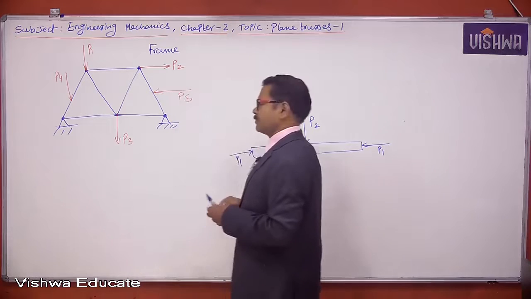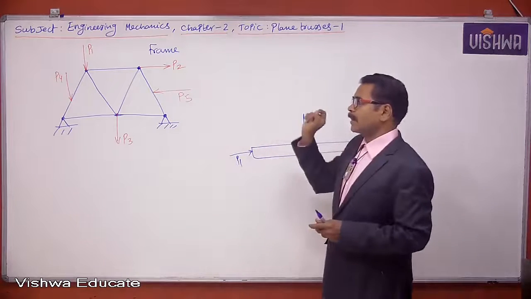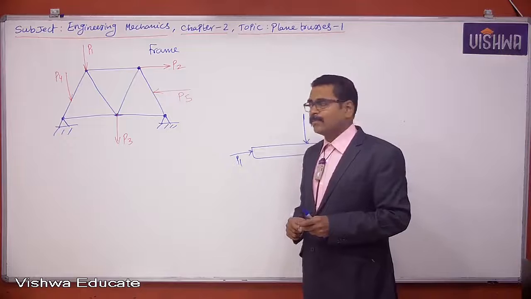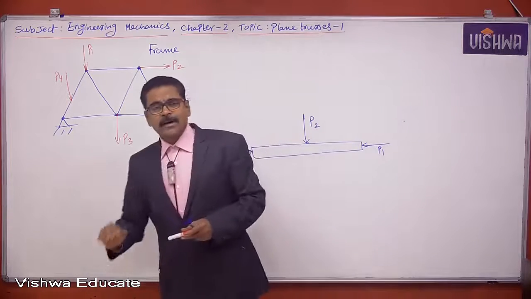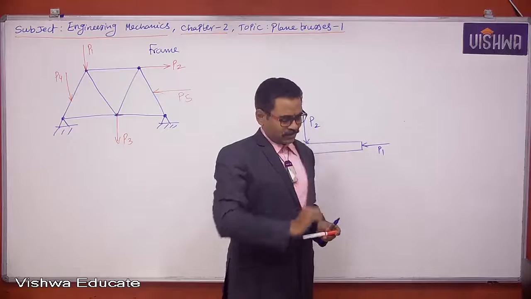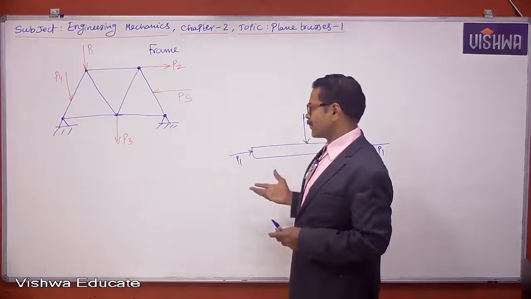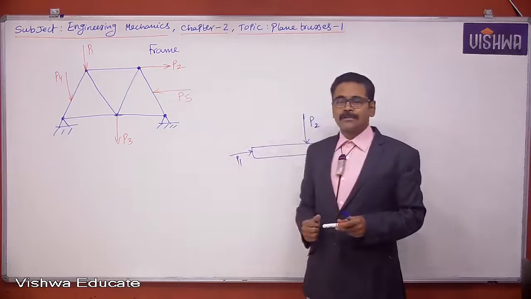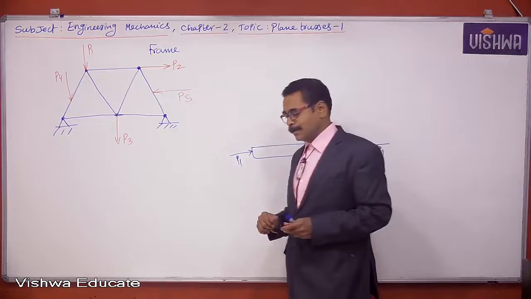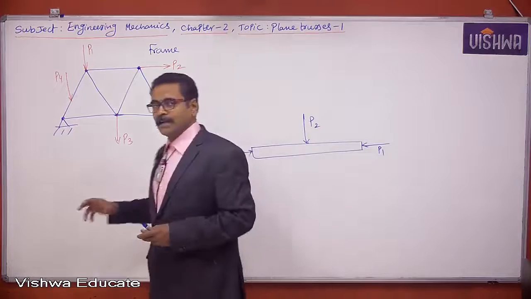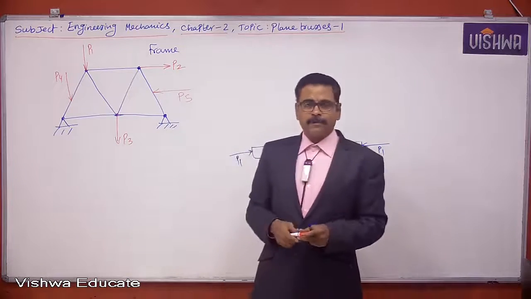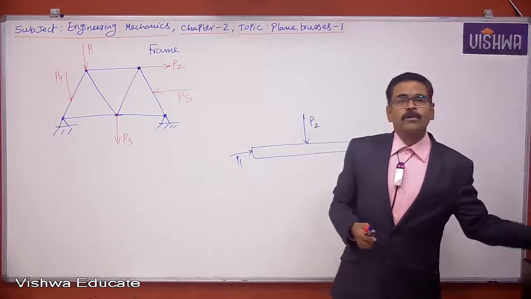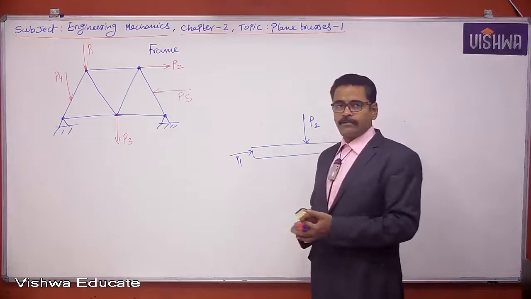So in plain trusses, all loads are applied only at joints. In frame, load can be applied anywhere. You may apply load at joints or you may apply load on members. That is the difference. And if it is a frame, all joints need not be pin joints. Some joints could be pin joints, some joints could be fixed joints. So this is the difference between plain truss and frame. In this class, we are going to discuss various aspects of plain truss.